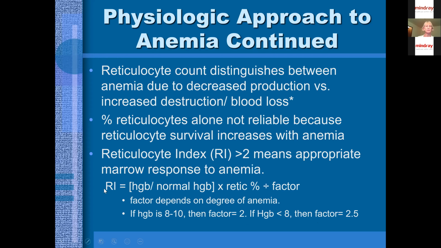And here's the formula for calculating the reticulocyte index. It's the hemoglobin divided by the normal hemoglobin, times the percent reticulocytes, and then divided by this factor that corrects for the degree of anemia. This factor is related to the fact that these stress reticulocytes live longer in the circulation than normal reticulocytes. So they may live a couple of days, versus normal reticulocytes are only circulating for about a day.